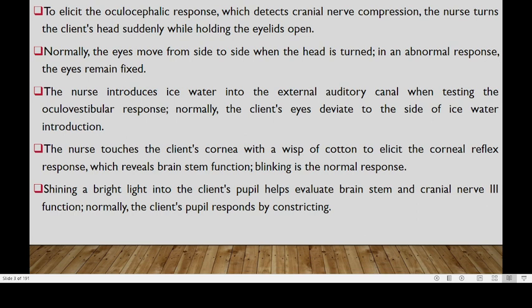The nurse introduces ice water into the external auditory canal when testing the oculovestibular response. Normally, the client's eyes deviate to the side of the ice water introduction. The nurse touches the client's cornea with a wisp of cotton to elicit the corneal reflex response, which reveals brainstem function. Blinking is the normal response. Finally, shining a bright light into the client's pupil helps evaluate brainstem and cranial nerve 3 function. Normally, the client's pupil responds by constricting.